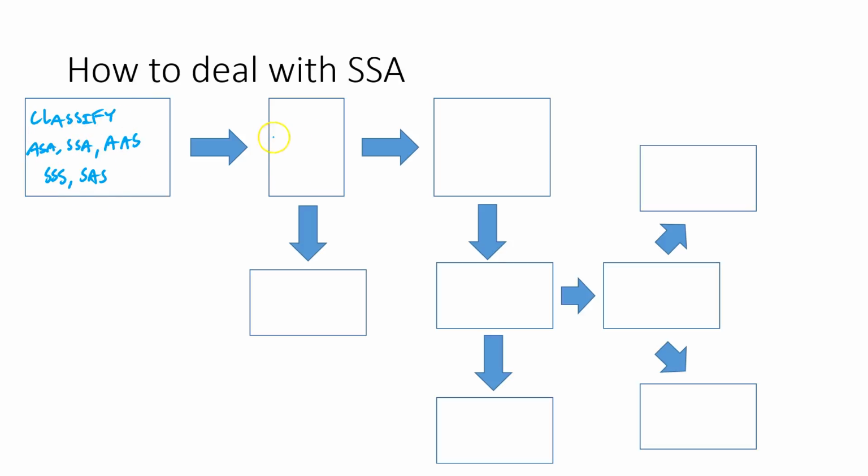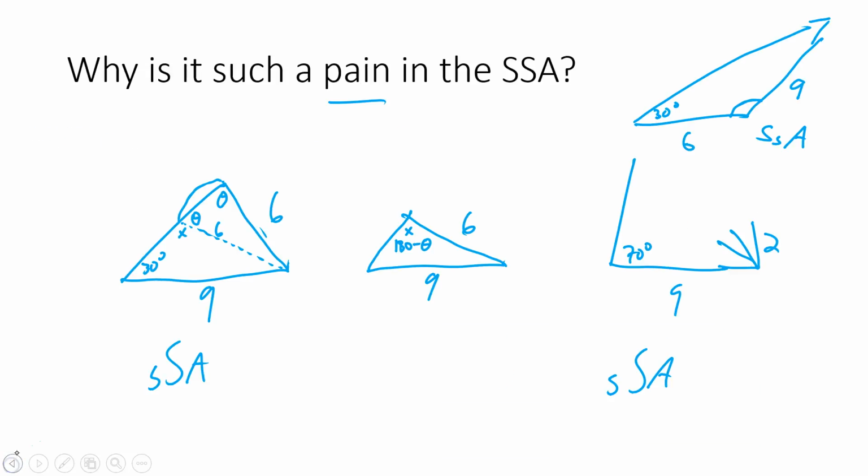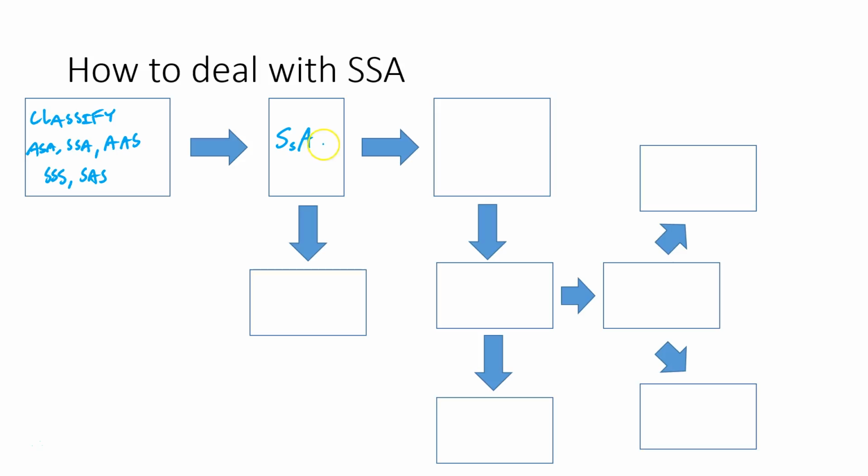If you have SSA, you have to see which kind of SSA do you have. If you have big side, little side, angle, that was the good one we saw in the last one. If that happens, that actually is going to lead to a single unique triangle. So if you have big side, little side, angle, that's going to be one unique triangle. And you'll figure it out using law of sines like we have before.